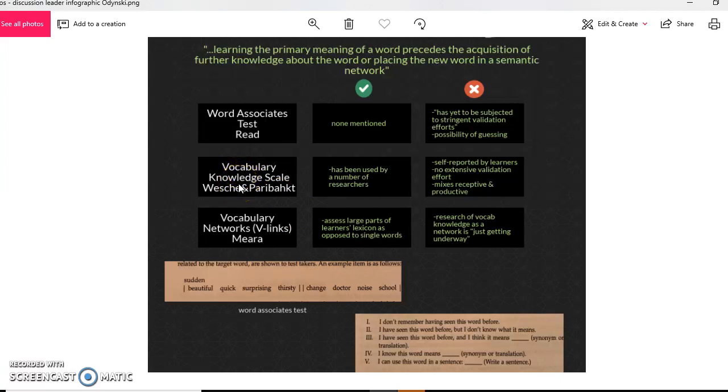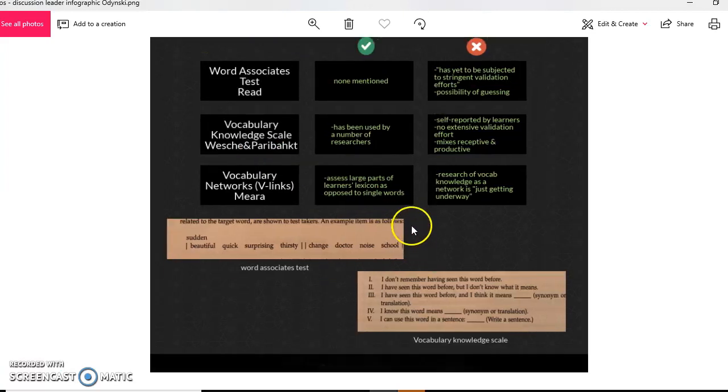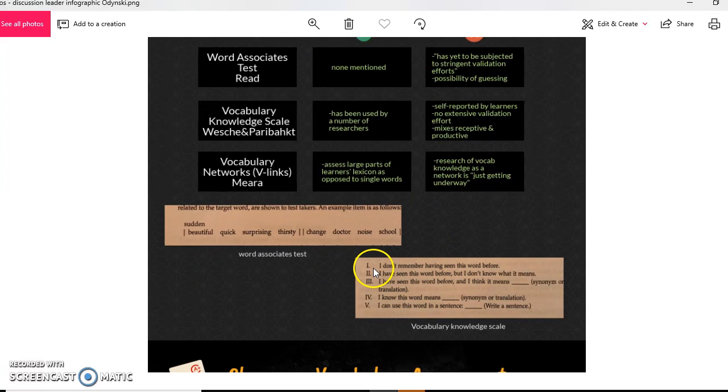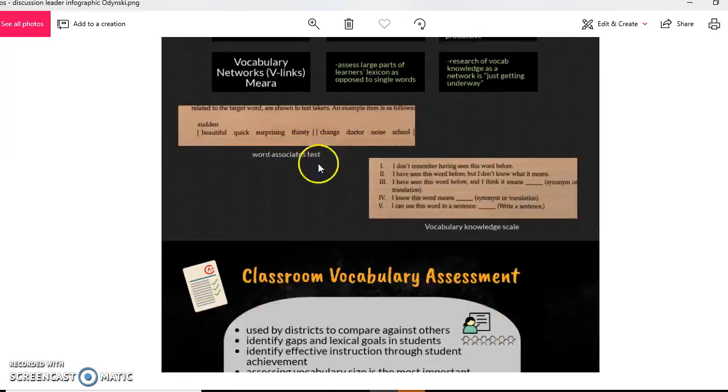The vocabulary knowledge scale is they get new words from a reading text and then they self-report. So here's that example right here. They can give it a 1 for I don't remember having seen it, a 2 for I have seen it, but I don't know what it means, etc. So you can kind of go through that list. And they self-report on each word. The vocabulary networks test is using vocab as a network. So basically you organize words in the test into word families and things like that. There's not a lot of research on that test, so there's not a lot of information in the article about that one either.